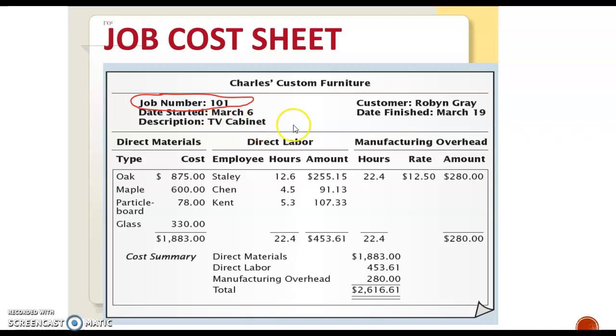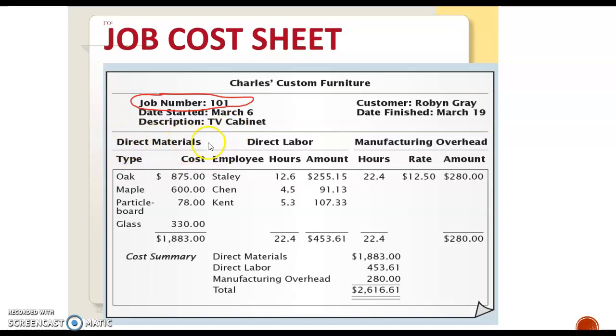And if we had a job where we were making 500 dog houses for Walmart, then we would show the customer being Walmart, and we'd show 500 dog houses is this job. We wouldn't have a sheet for one dog house. Whatever is that job, whether it's one thing or 500 things or 5,000 things.